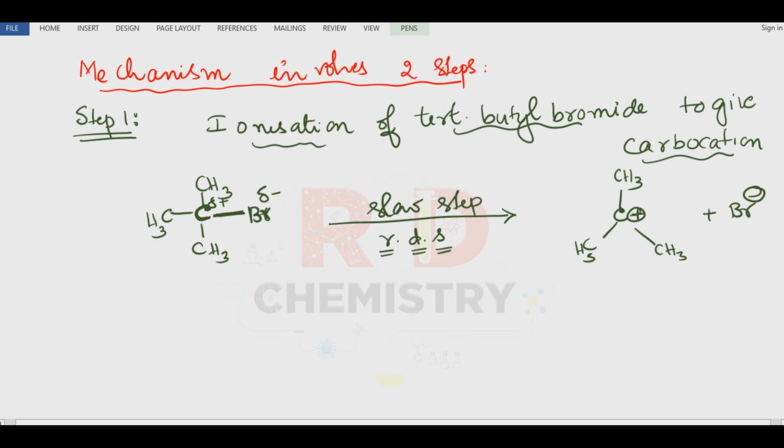Okay, so this forms a triangular shape. This is because this carbon atom, which is positively charged, is sp2 hybridized. A carbon carrying a positive charge is called a carbocation. This carbocation is sp2 hybridized. And here the carbon atom which is attached to 4 bonds is sp3 hybridized, tetrahedral. Okay.